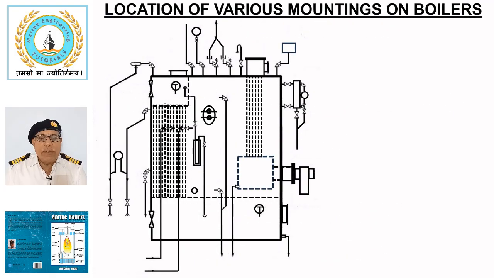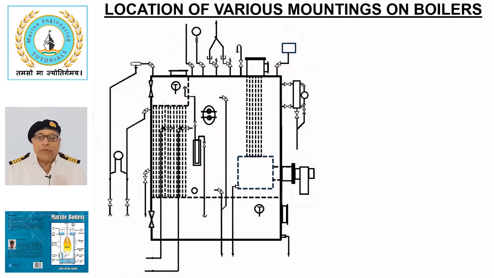Location of various mountings on boilers. Various valves and fittings are essential for the safe and efficient operation of a boiler. Components attached directly to the pressure parts of the boiler are referred to as boiler mountings. During the boiler survey, all the mountings are dismantled and internally inspected by the surveyor along with other pressure parts which include drums, headers and tubes.